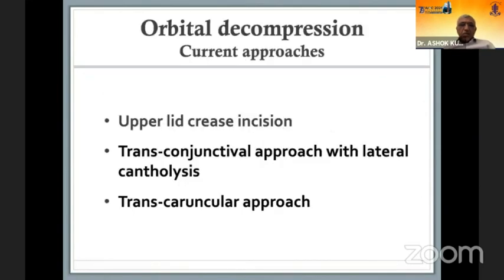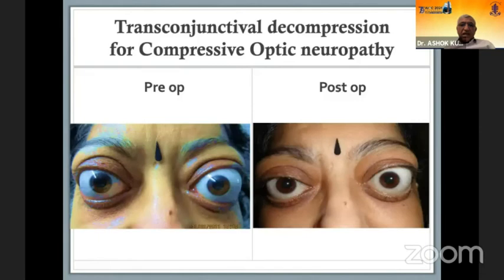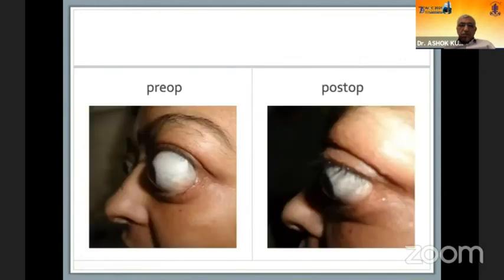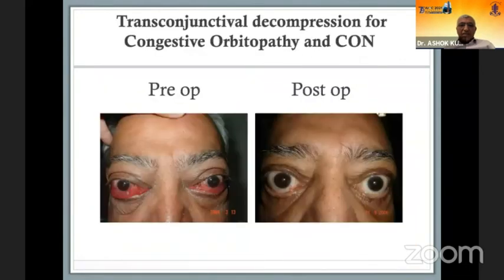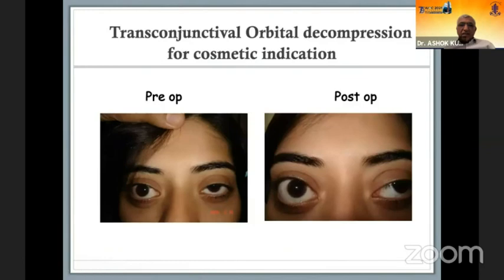The current commonly used approaches are the upper lid crease incision, transconjunctival, including the transcaruncular approach. And these are the approaches which are aesthetically good and provide good results. An example of a transconjunctival decompression, pre-op, post-op, side view on both the sides. When used for congestive orbitopathy, again, the results can be quite dramatic.